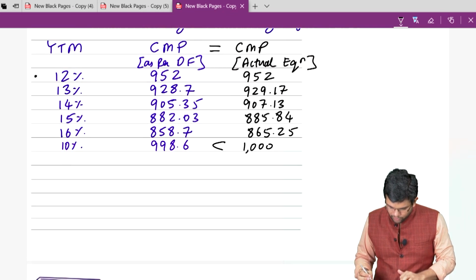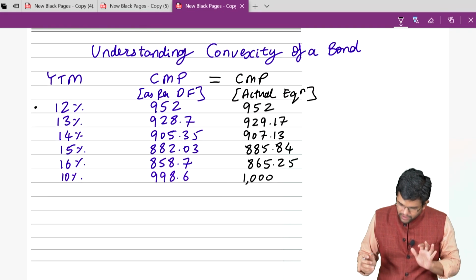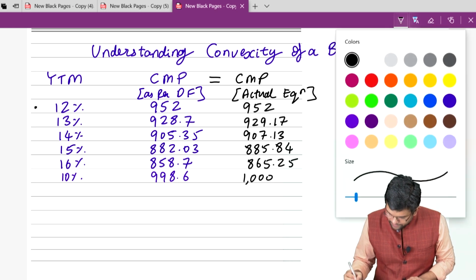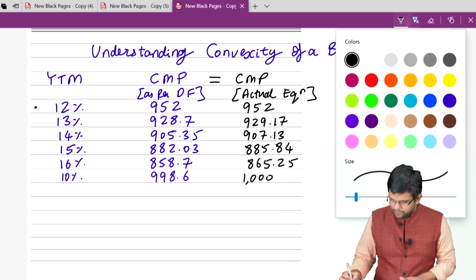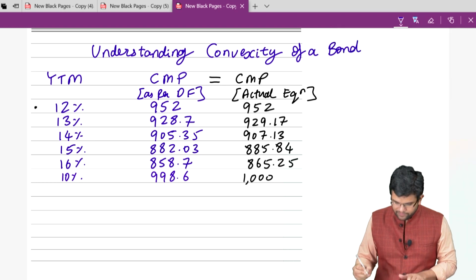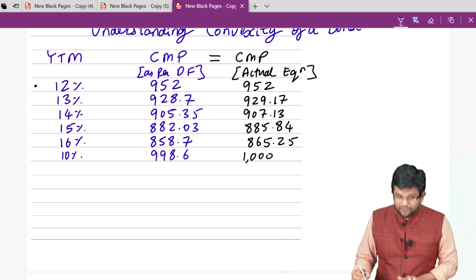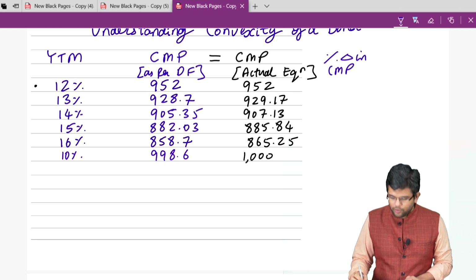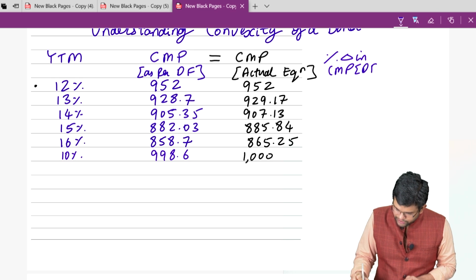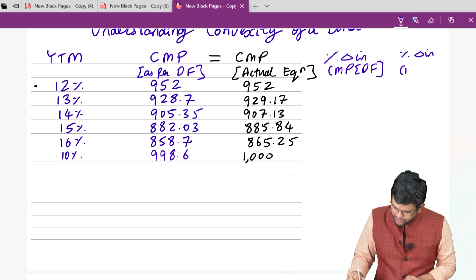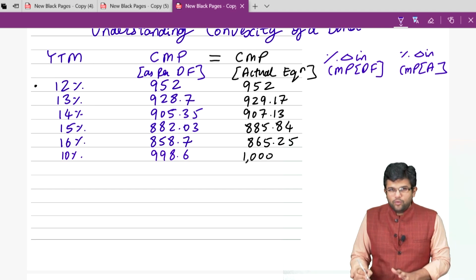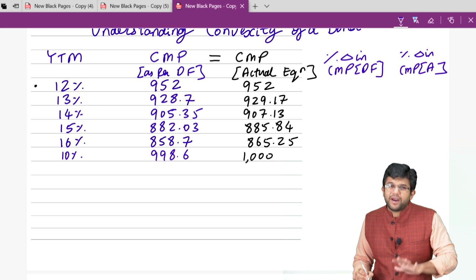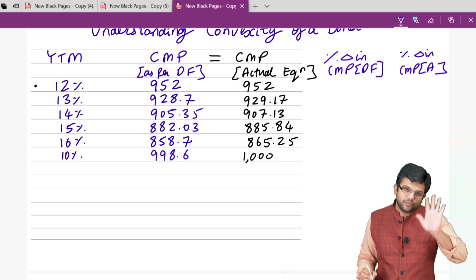Now, moving on, I'm again going to make two more columns in this particular example. Please be attentive. One column will be percentage change in current market price as per the derivative function, that is as per the volatility. And second, I'll write percentage change in current market price, actual. I'm making these columns just so that I can explain to you the convexity formula that you're supposed to use in the exam.